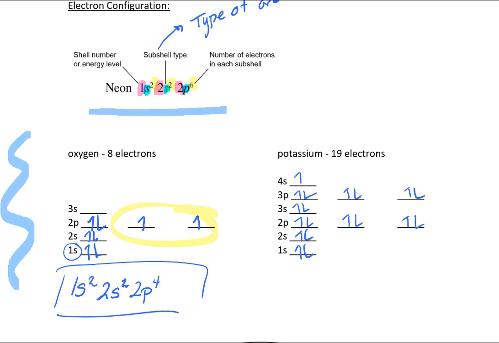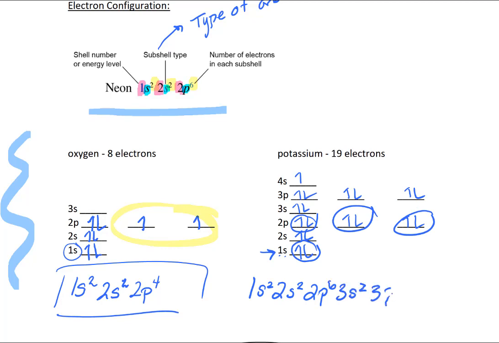So what we'll do for potassium is the same thing. We'll look at the energy level and the subshell that are given right here, and then we'll count how many electrons are present in that entire subshell and write that as a superscript. So 1s2, 2s2, 2p, 2, 4, 6 in that subshell, 3s2, 3p6, 4s1.